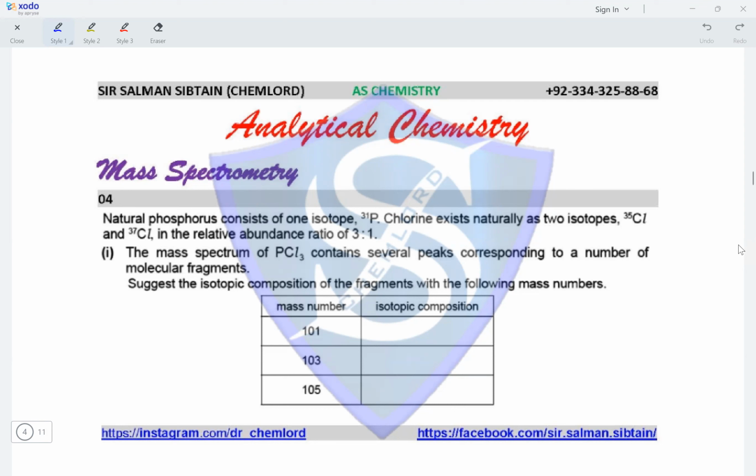So, in all of these, we would have phosphorus with a mass of 31 present. So, 101 minus 31 gives us 70. So we would have two chlorine isotopes, each having a mass of 35 present in it. Next, if we subtract 31 from 103, we end up with 72. So we would have a chlorine atom with a mass of 35 and the other isotope with a mass of 37 present on it. This would give us a total of 72 mass difference. And 105 minus 31 gives us 74, which means both the chlorine isotopes present are Cl37 in the molecular fragment.